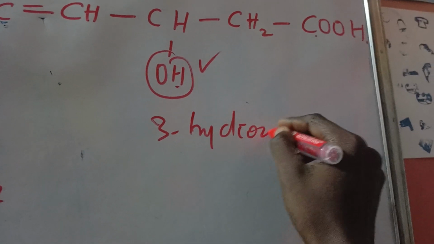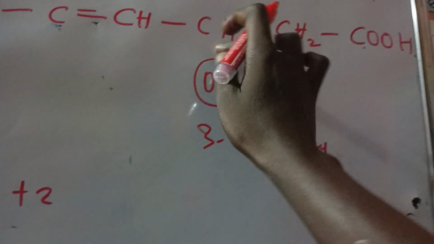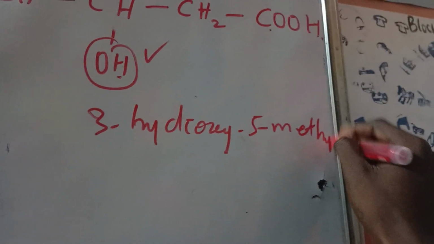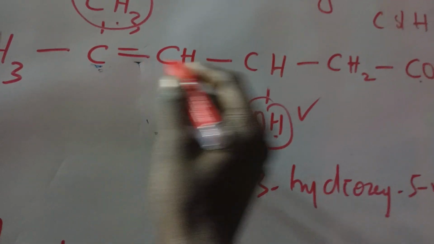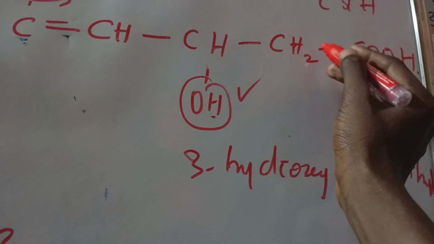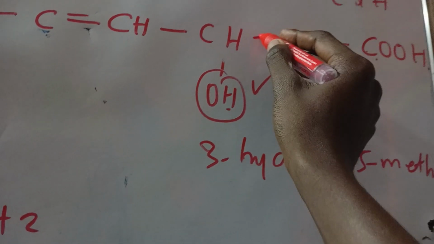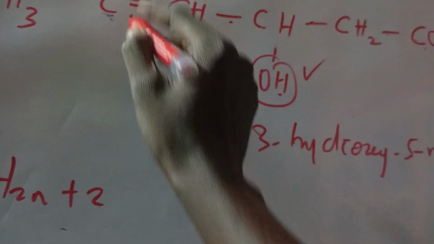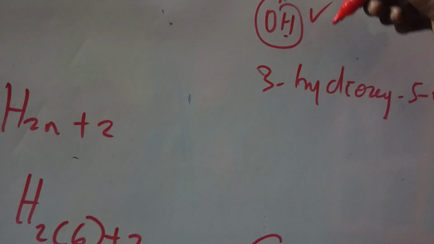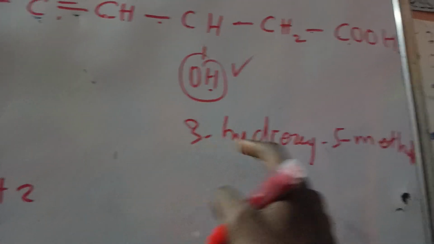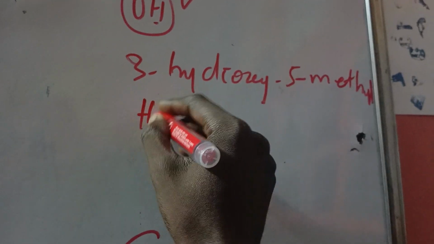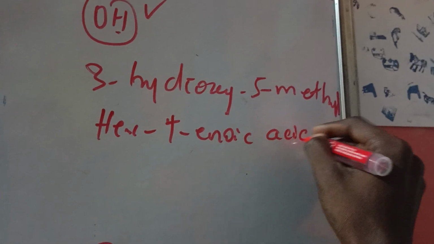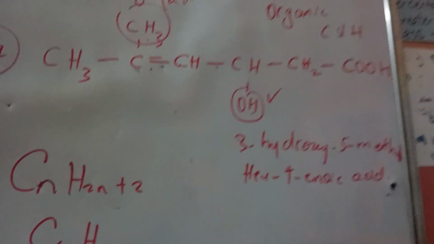So this is going to be 3-hydroxy. 1, 2, 3, 4, 5. 5-methyl. Then this double bond, you have to name it accordingly. After the first carbon atom, single bond. After the second carbon atom, single bond. After the third carbon atom, single bond. After the fourth carbon atom, double bond. So this will be 1, 2, 3, 4. Yeah, this is 3-hydroxy, 5-methyl, hex-4-enoic acid. It's kind of complicated, but don't be confused.